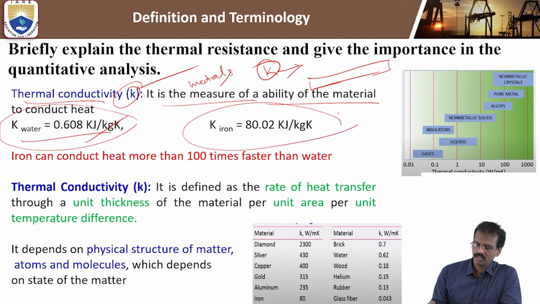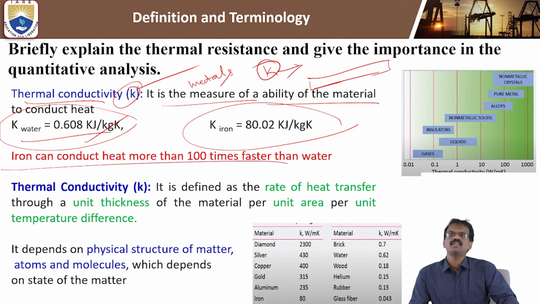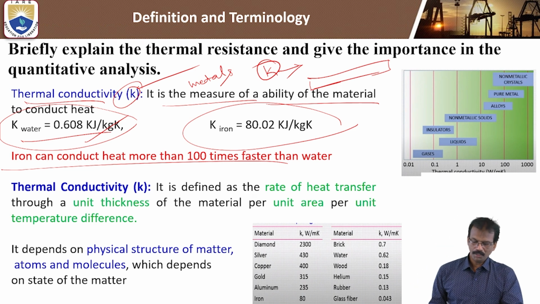But in case of iron, the thermal conductivity of iron is equal to 80.02. So iron can conduct heat more than 100 times faster than water. That is the ability of metals to conduct heat, or to conduct electrical power also. Thermal conductivity K, we can define like this: rate of heat transfer through unit thickness of material, per unit area, per unit temperature difference. That is called thermal conductivity.